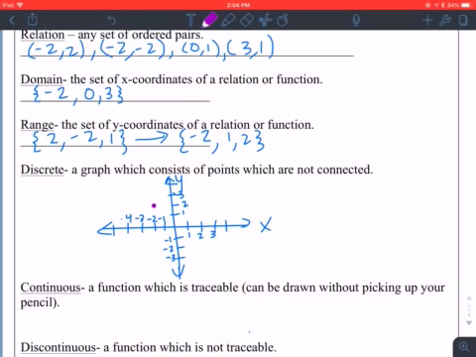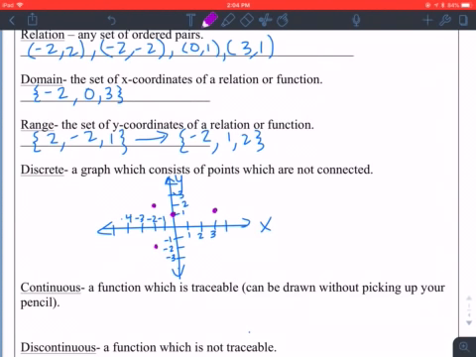Then we have a point at (-2, -2), (0, 1), and (3, 1). So we need to remember in our points, x goes first and then y. Our x is our horizontal axis, y is our vertical axis. So this graph here would be a discrete graph.